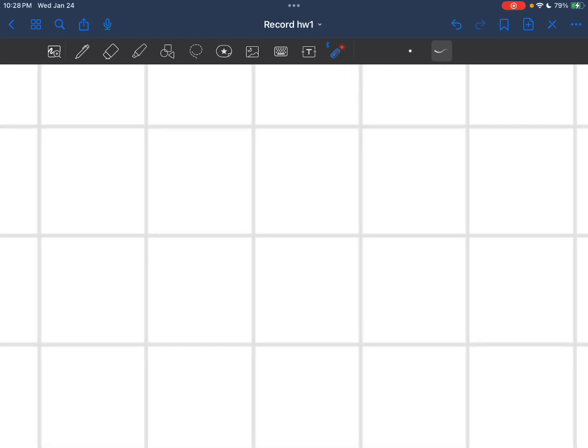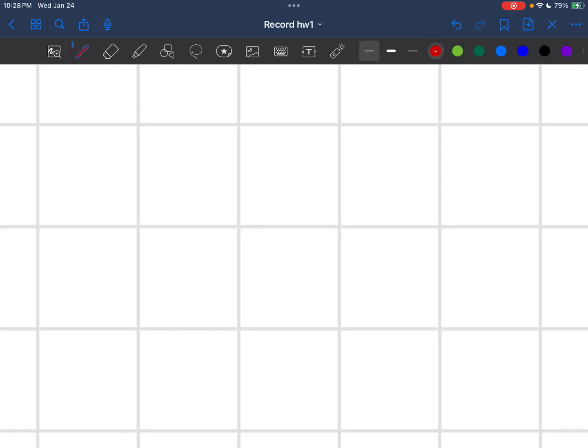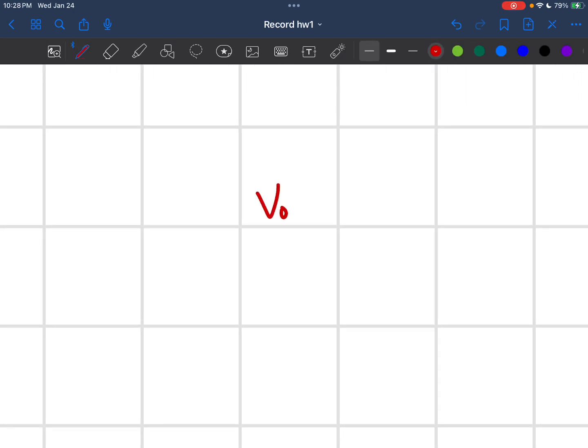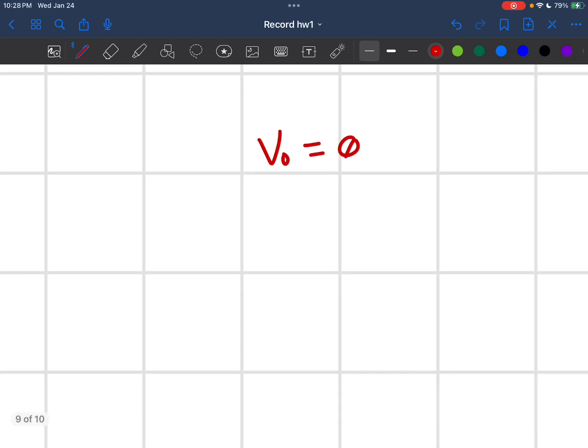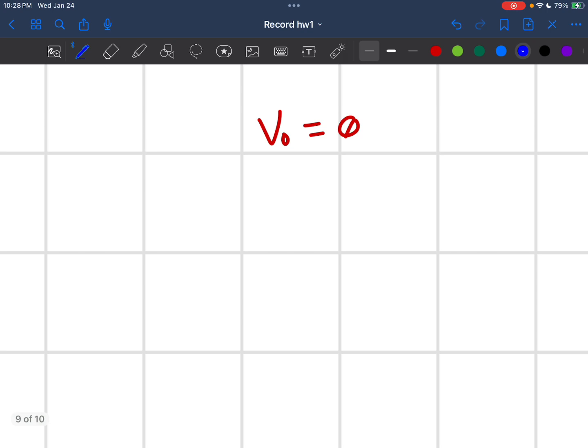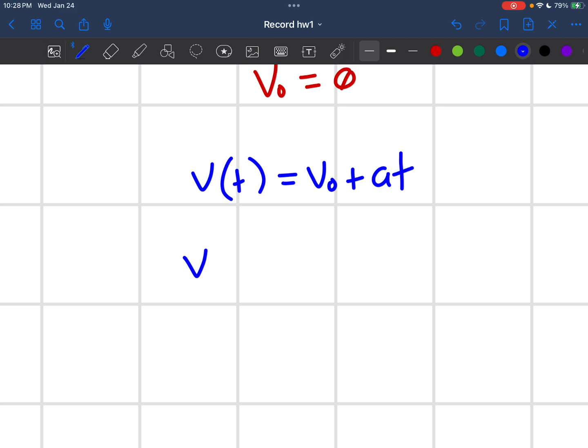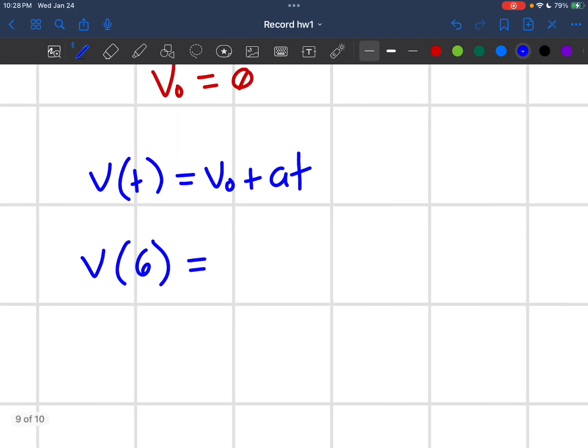So let's check that real quick to make sure we're on the right track. I know that my initial velocity is 0. And I know that my velocity at time 6, well, I'm just going to write out my kinematic equation to start off with: V0 plus AT.